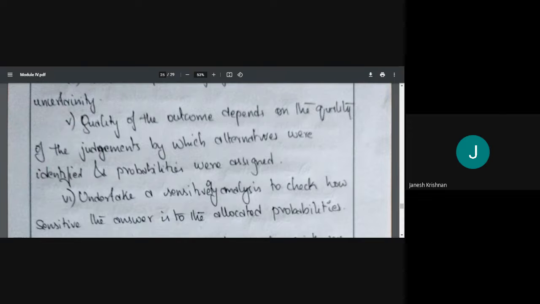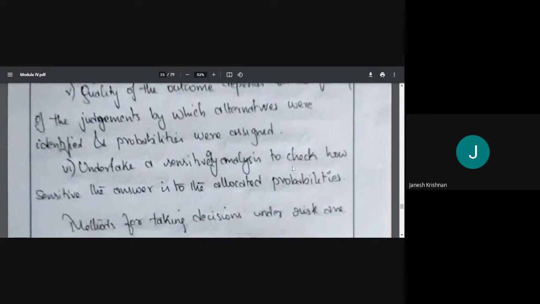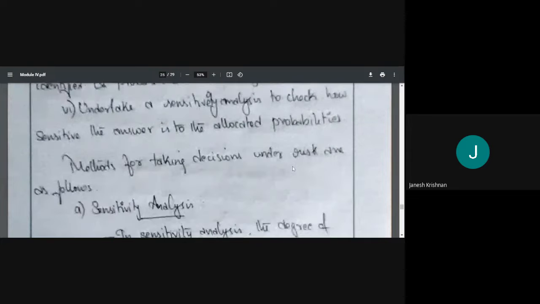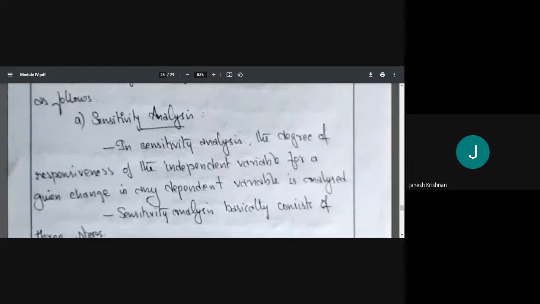Then undertake a sensitivity analysis: check how sensitive the answer is to the allocated probabilities. We have to take a sensitivity analysis to check how sensitive the answer is. So the first method in decision making under risk is sensitivity analysis.